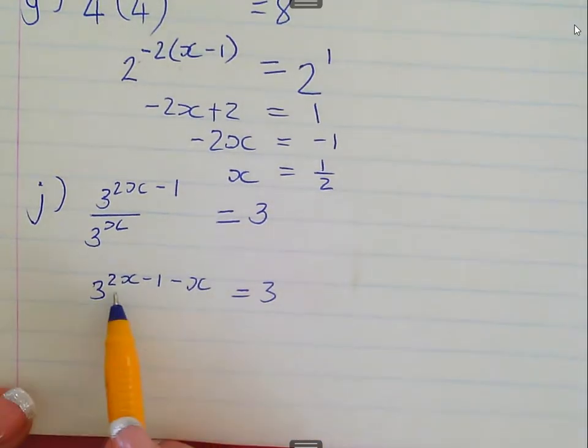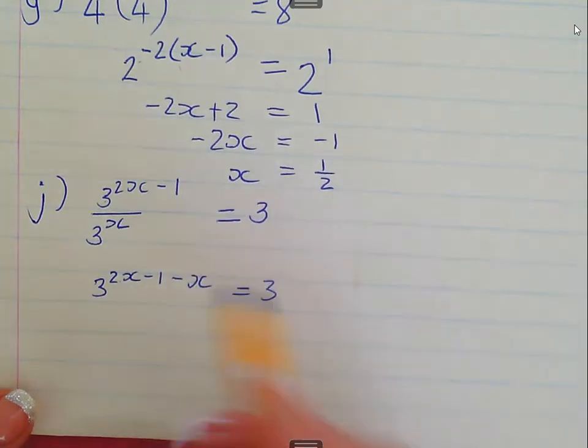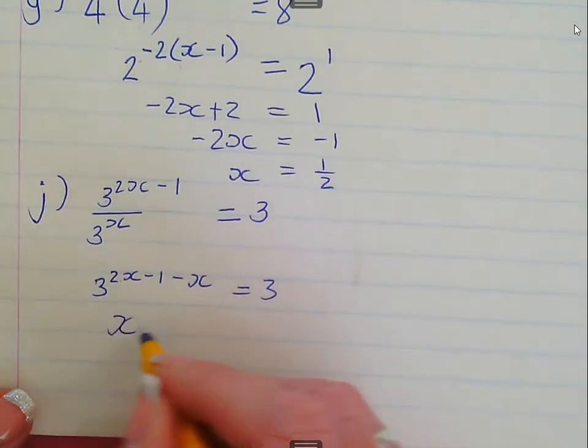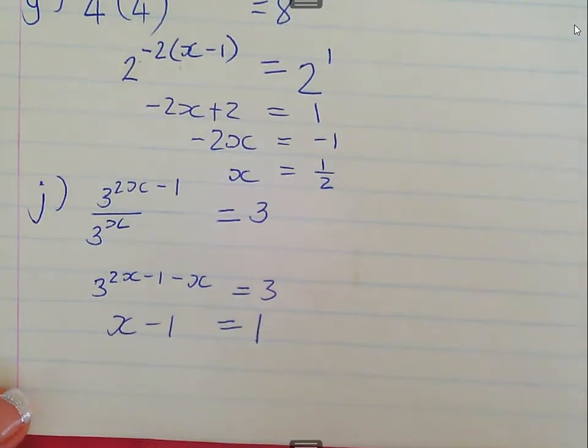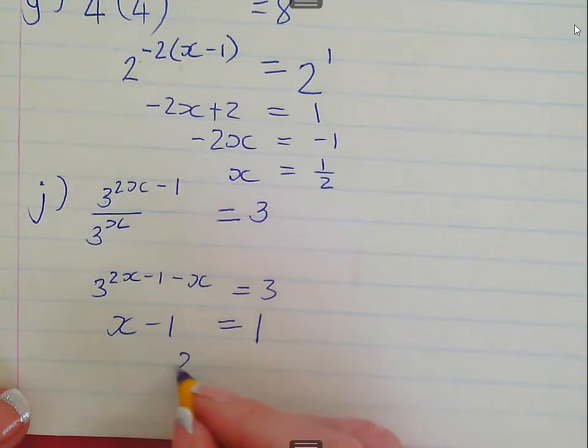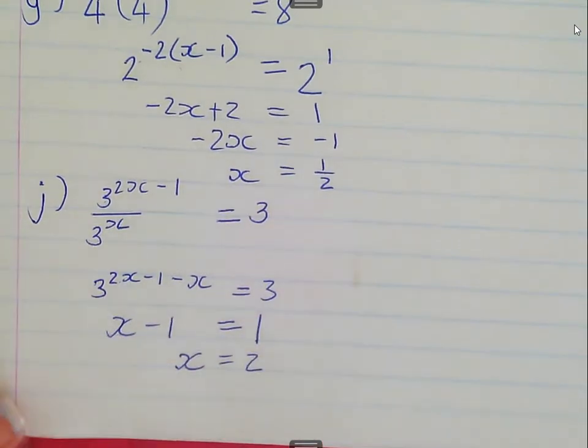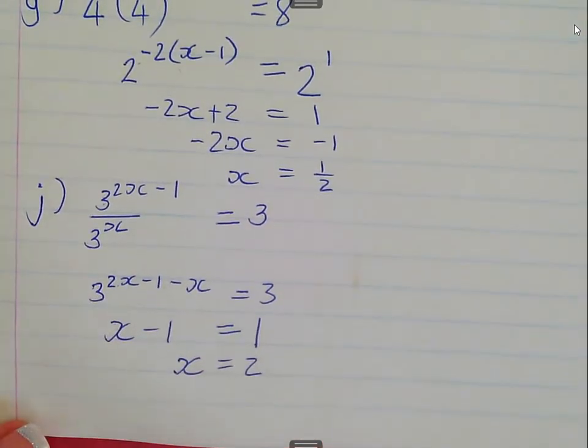So I'm going to simplify this. What is 2x minus x? x minus 1 equal to 1. That minus 1 goes over, it becomes plus 1, so x is equal to 2. Easy.